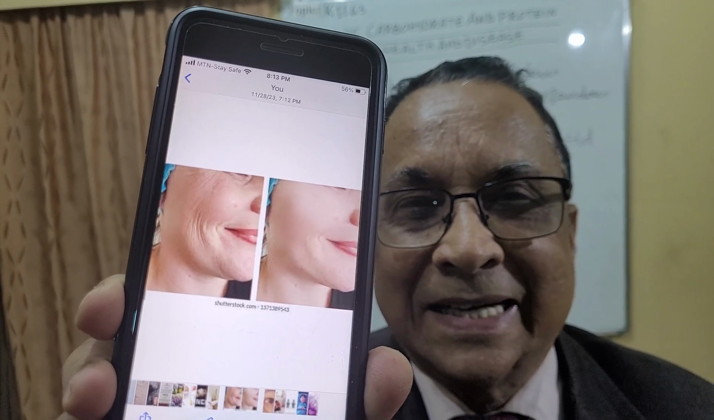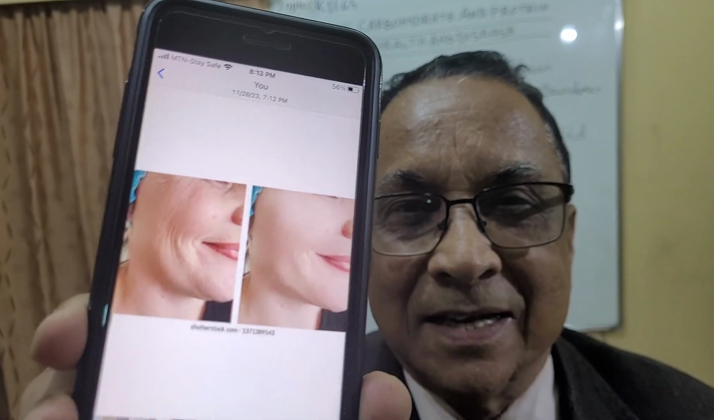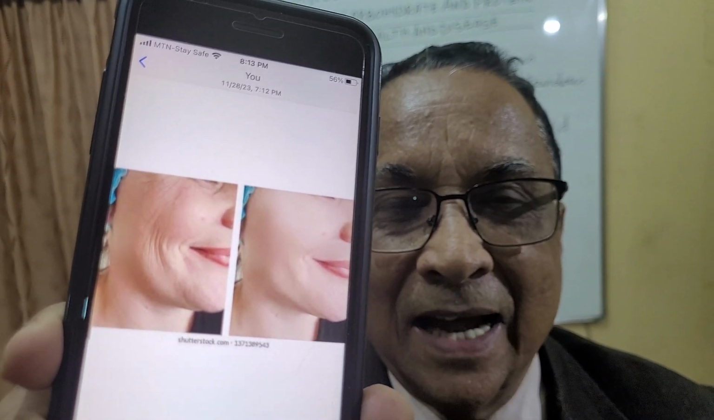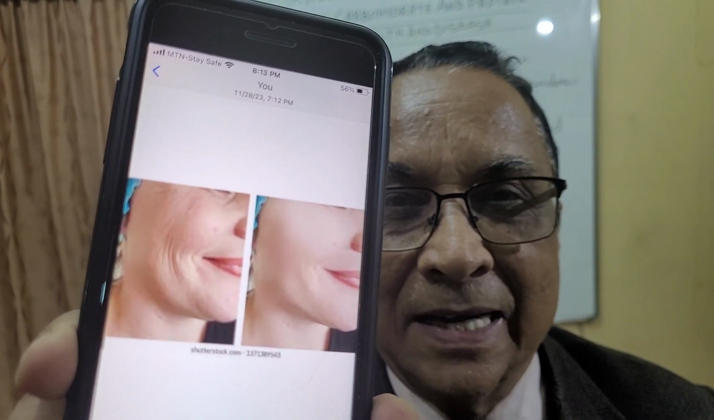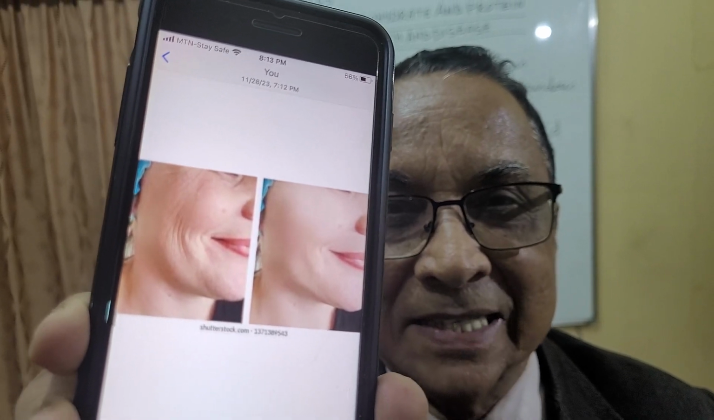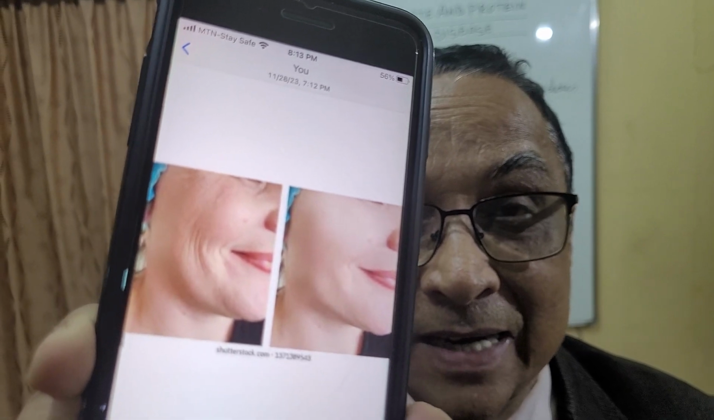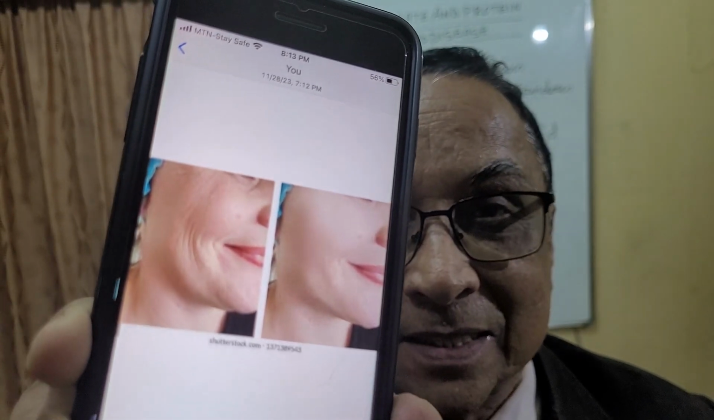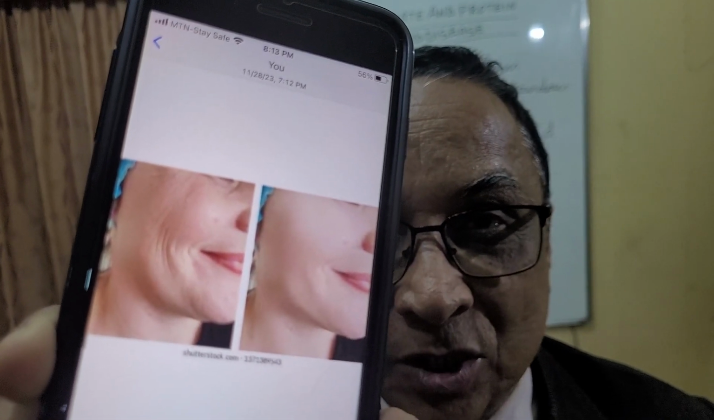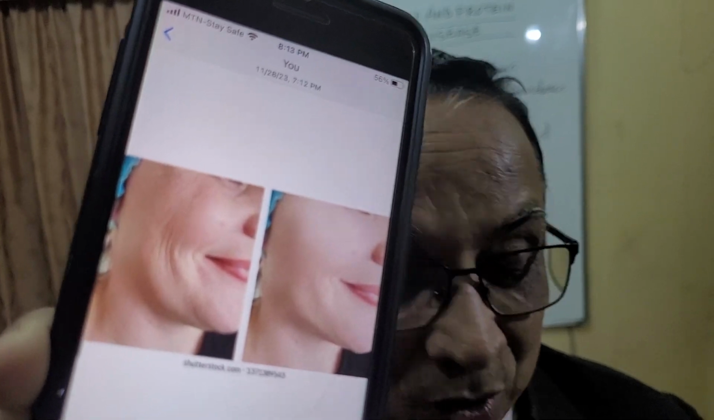Here I am showing a very clear picture. Two cheeks, one is very smooth and shining, and the other one is dull and wrinkled. It is only because of excess intake of sugar. So if you want to be normal in your skin, please drastically reduce or stop crystalline refined sugar.